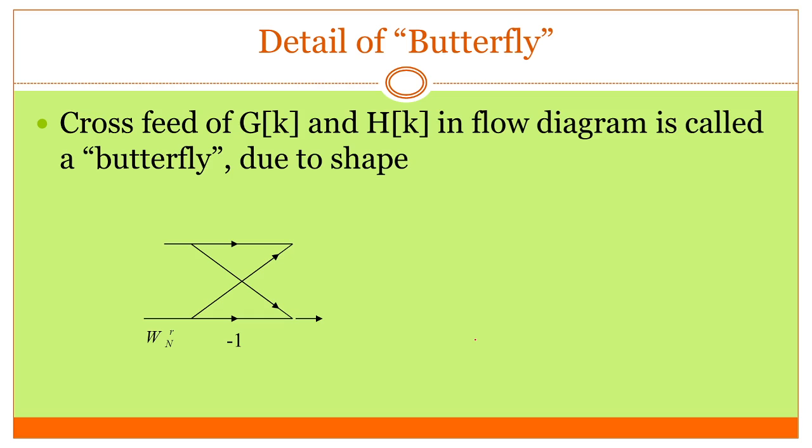Yeah. So this is the butterfly diagram. The butterfly shape is there, like a butterfly, so it is called a butterfly. This is the shape of a butterfly, somewhat like this. So the butterfly structure is there, and that's why it is called the butterfly structure. We have to use this structure. How? I will show you in the next slide.